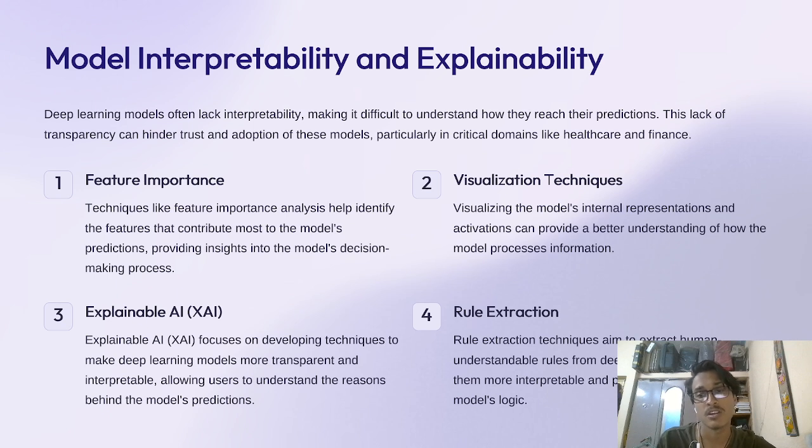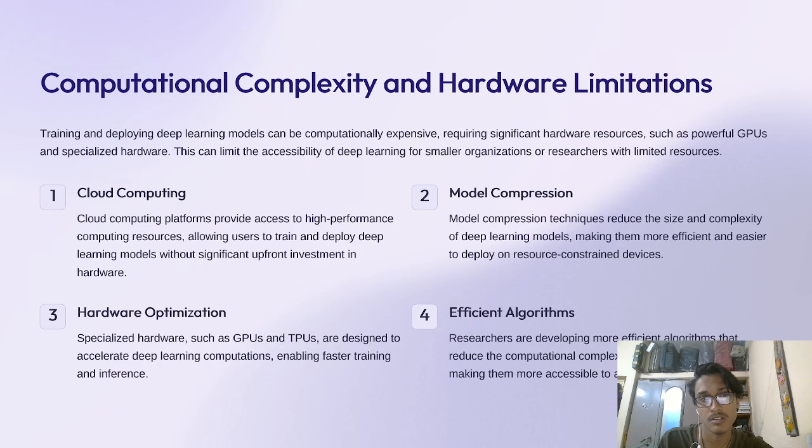Rule extraction techniques aim to extract human-understandable rules from deep learning models, making them more interpretable and providing insights into the model's logic. Computational complexity and hardware limitations. Training and deploying deep learning models can be computationally expensive, requiring significant hardware resources, such as power, GPUs, and specialized hardware. This can limit the accessibility of deep learning for smaller organizations or researchers with limited resources.